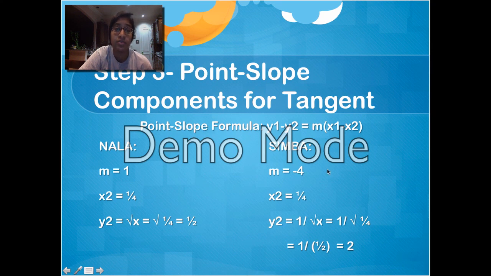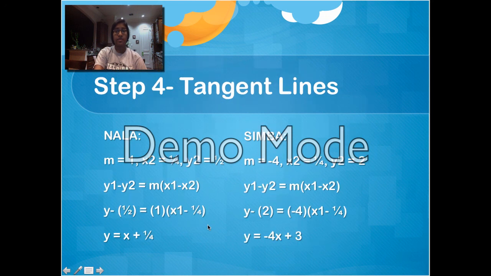For Simba, we're going to do the same thing, except we're going to plug in 1/4 into the equation 1/root x as x, and we get the answer as y being equal to 2. So now we have the slope, the x-coordinate, and the y-coordinate. And now that we have that, we can use the point-slope formula to figure out what the tangent lines are for both Nala and Simba.